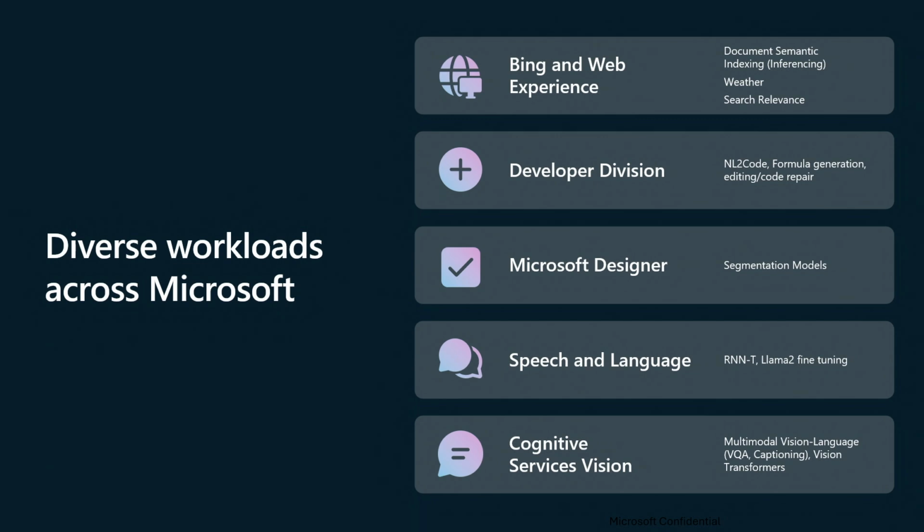Weather was another cool application. Bing has a weather feature, and the weather team builds weather-based models. And then the search relevance teams build a bunch of language models and run multiple experiments. So they're always flighting new experiments in production.